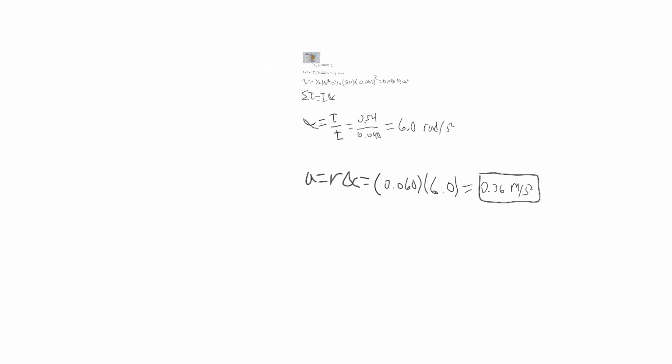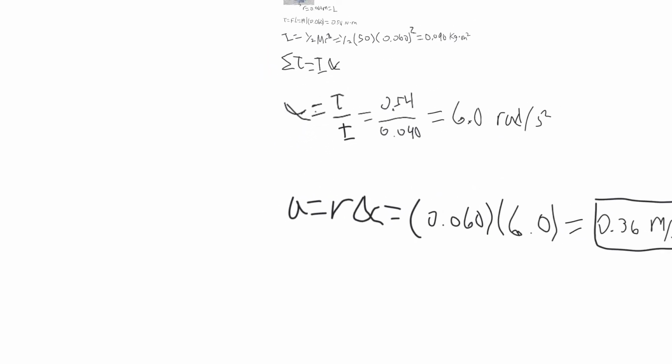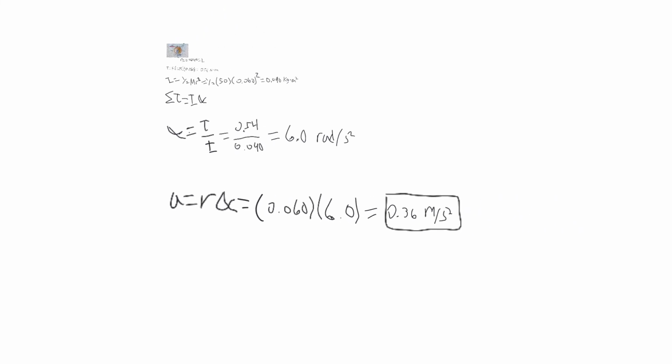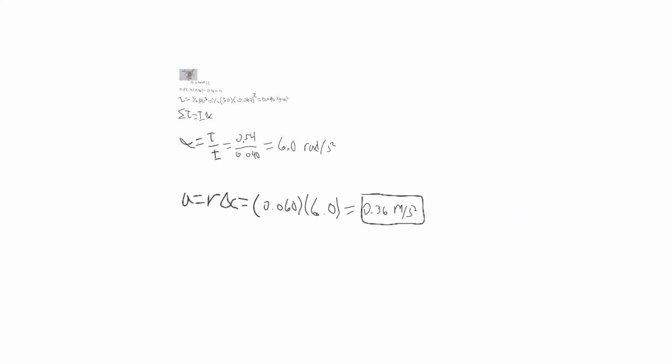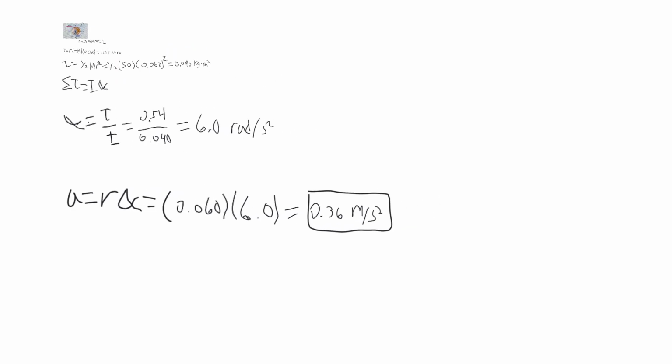That's our alpha. Now to find the acceleration, we just need to do radius times alpha. So 0.060 times 6.0, which is the alpha, and that's going to give us 0.36 meters per second squared. That is going to be our acceleration, the acceleration of the cable, and that's all.